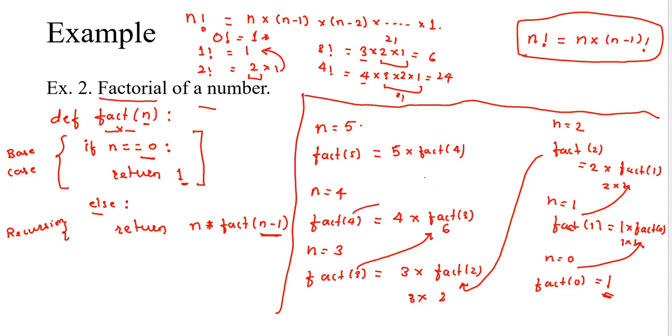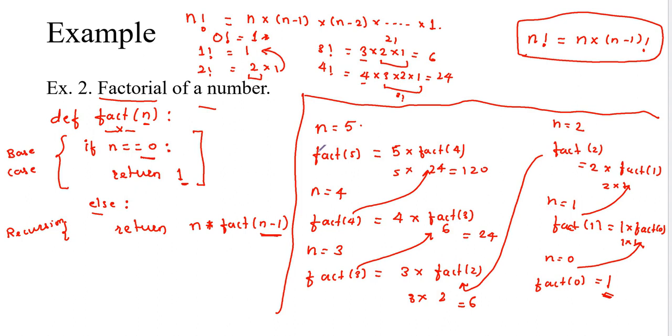And this factorial of 4 will be substituted here, that is 24 into 5, which is equal to 120. So your answer will be 120 for the case of factorial of 5, right? So this is how the recursion works for factorial.